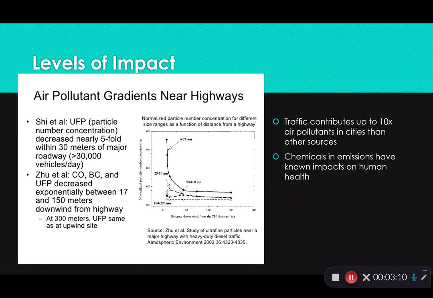So as this slide says, traffic and transportation is a major contributor to air pollution in our cities, both from just the tailpipe emissions, the different chemicals and volatile compounds that are emitted from the tailpipe, as well as particulate matter from road dust and tiny bits of rubber off your tires. All of those things that are kicked up into the atmosphere as we drive are certainly contributors to declining air quality. And the chemicals associated with car emissions have known impacts on human health.